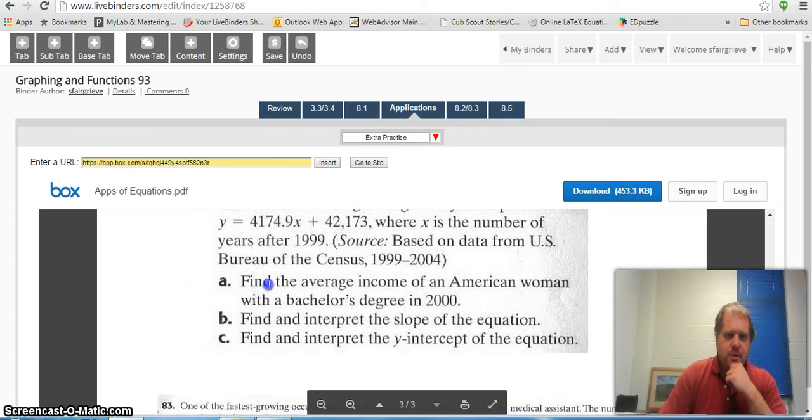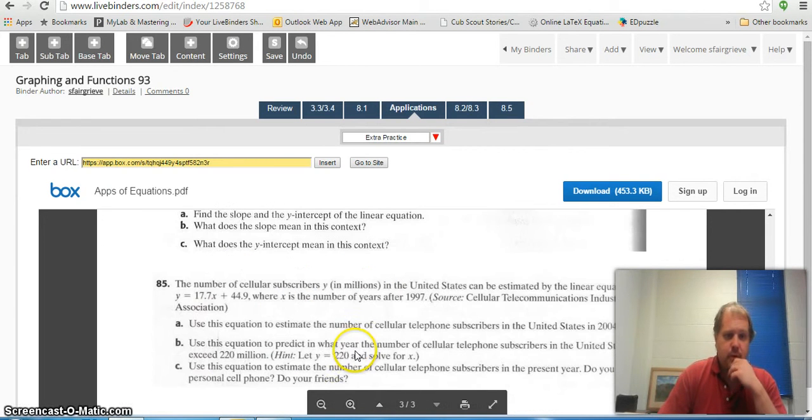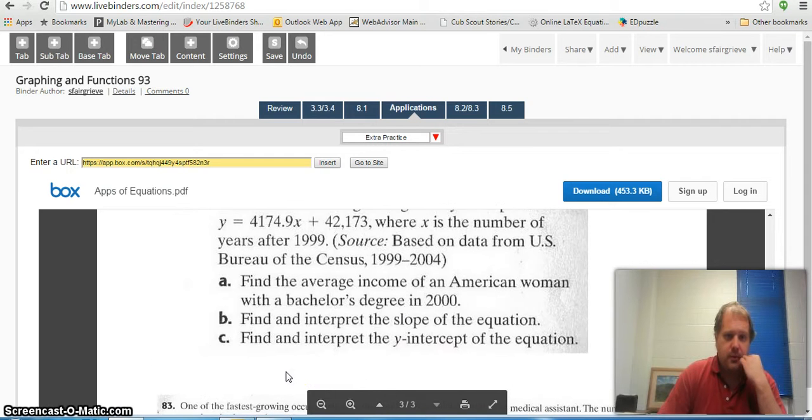Questions where we're given an equation and then asked some things about the problem. In this case, find the income in 2000, or interpret the slope, or interpret the y-intercept. Same thing with 83 here. What does the slope mean? What does the y-intercept mean? Very important questions. We get into that a little bit in some of the videos, but they don't get into it as much in the homework as I think they should. And here again, we have an equation, and we're answering questions with that equation. I want to estimate the number of subscribers in a particular year. Okay, so that's the first thing I want to point out.